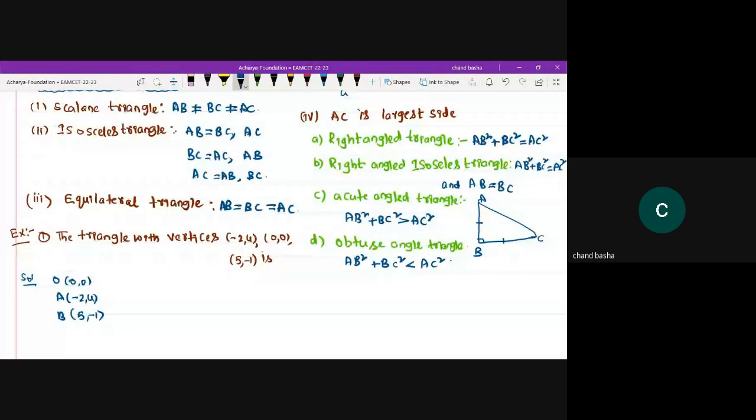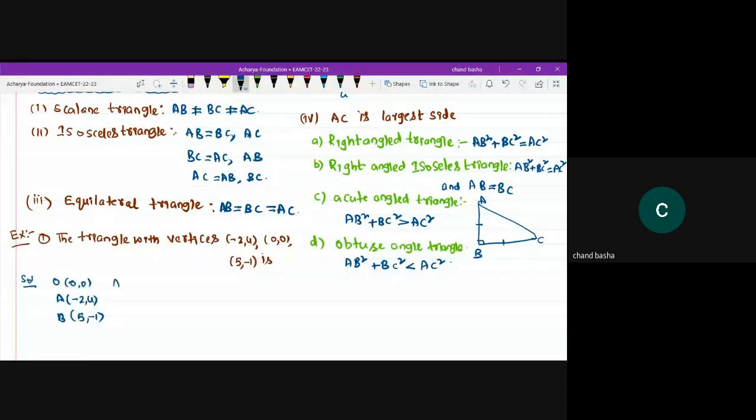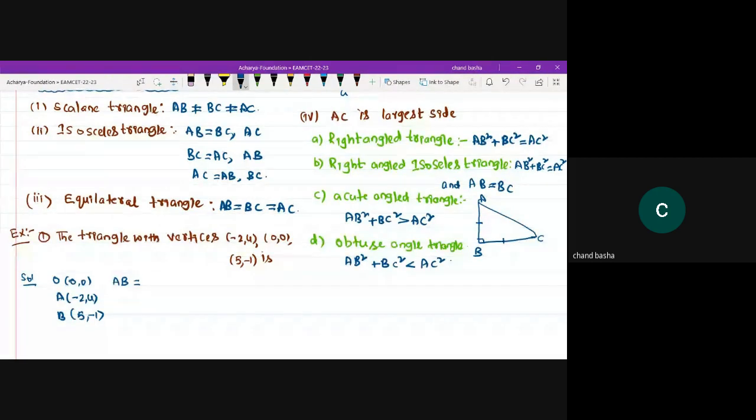Yes. Let's have the length of AB. Very good, guys. The length of AB, just I'm finding. What is the length of AB square or AB value? That is the square root of 2. And let's find out BC also. That is the square root of 26. Next, AC value, if I'm finding, it is the square root of 74.